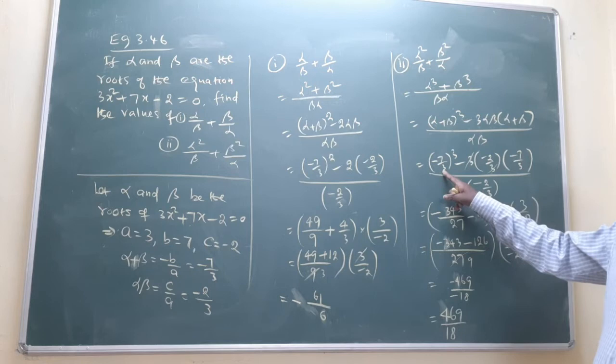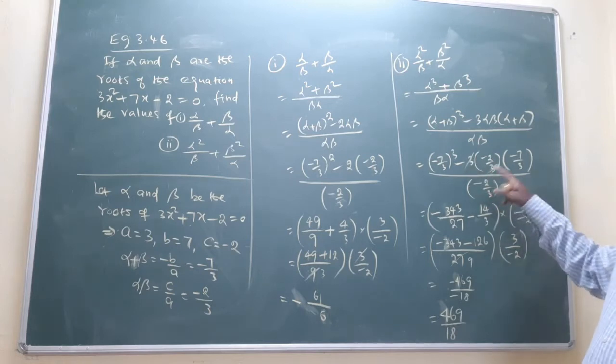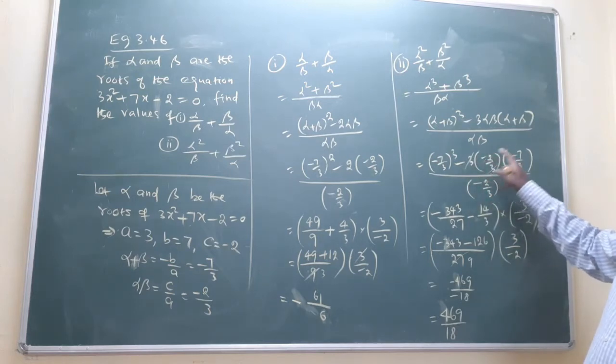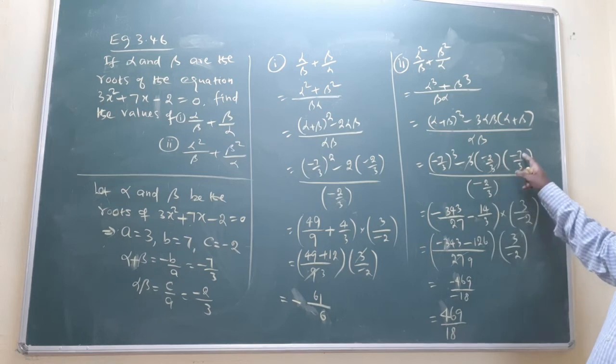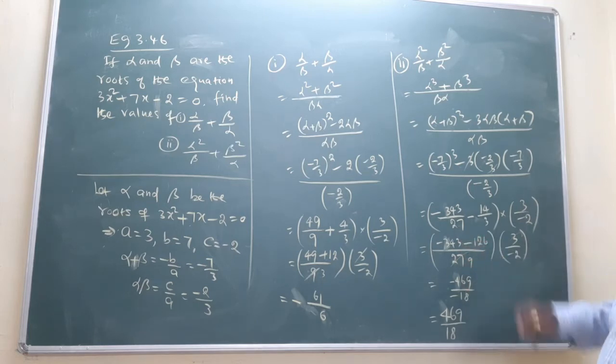Divided by, here also 3 cube, 3 into 3 into 3. This is the 9, 9 into 3 is 27. Here 3 cancels. Minus into minus plus, plus into minus minus. 2 7s are 14 by 3. Again reciprocal, into minus 3 by minus 1. Now here 27 is the LCM.